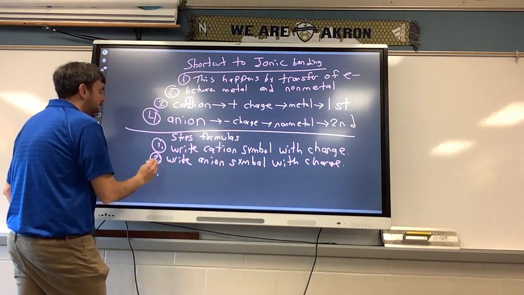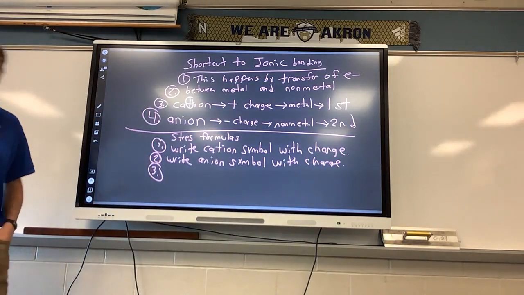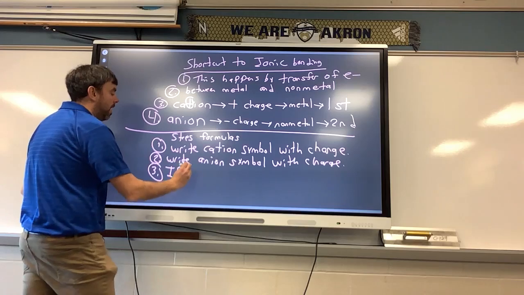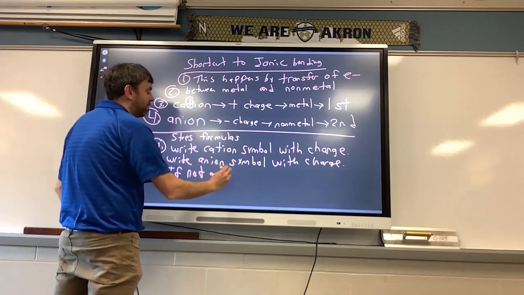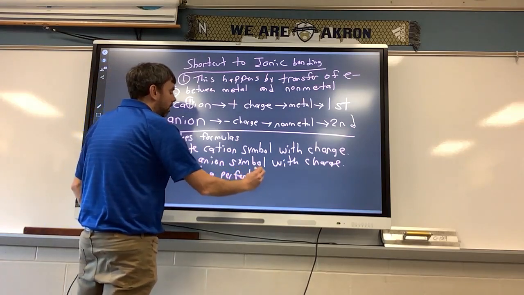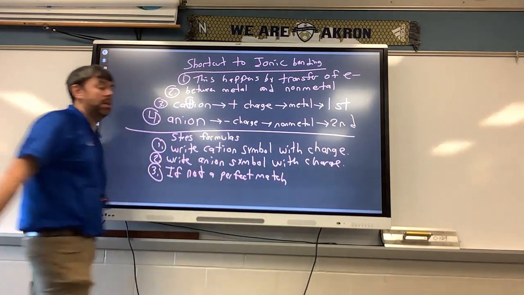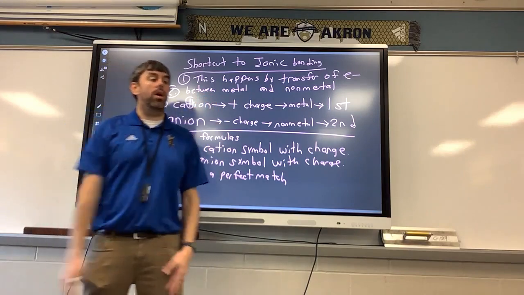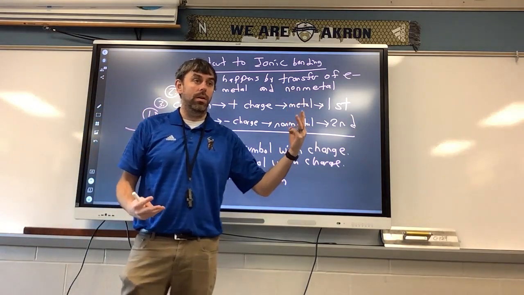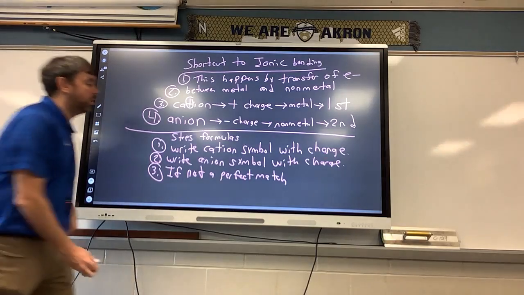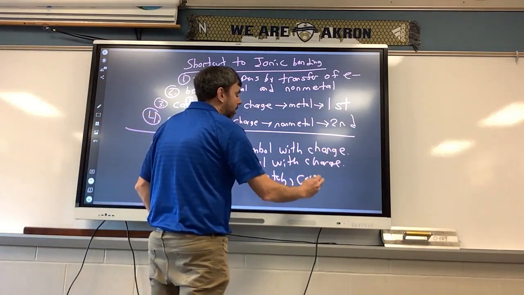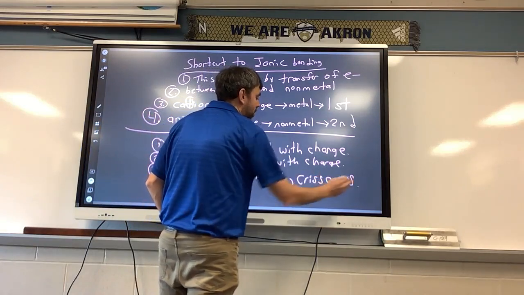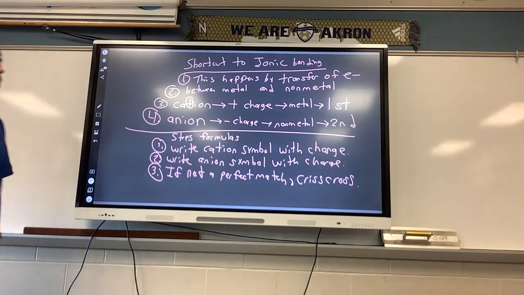And then step three is the last step. This is super easy. If not a perfect match. So a perfect match would be if it's a 1 plus and a 1 minus, or a 2 plus and a 2 minus, or a 3 plus and a 3 minus, okay? If it's not a perfect match, comma, crisscross. That's it. This is the shortcut. It's super, super easy.